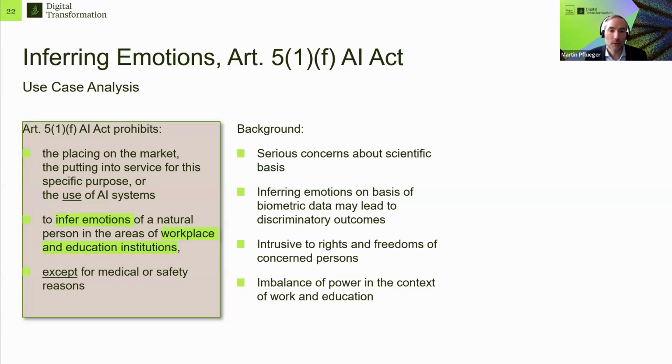So inferring emotions obviously can also lead to discriminatory outcomes if based on biometric data, can be very intrusive to the rights and freedoms of concerned persons, and specifically in the working place context and educational institutions, there's this imbalance of power which shall be addressed by this prohibition. So how does this apply to Alpha? On the next slide.